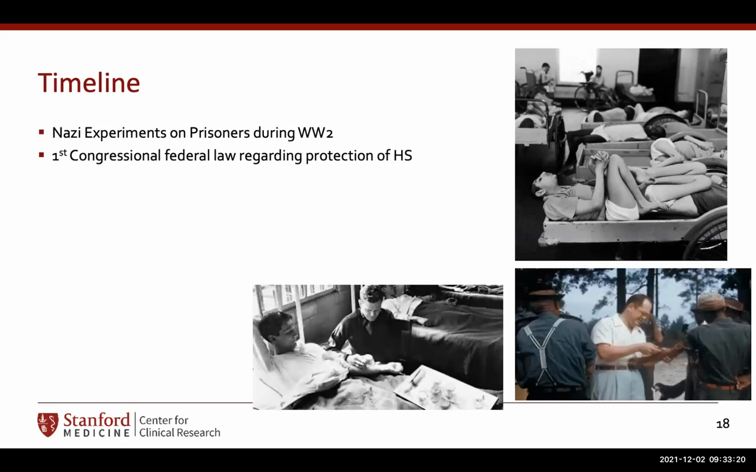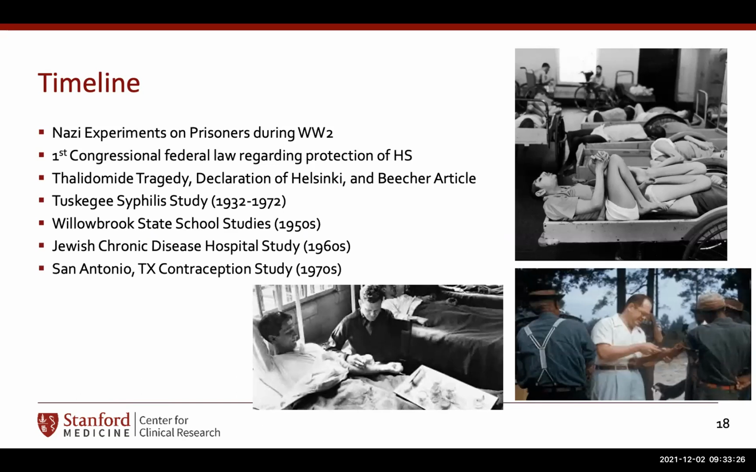So diving in a little bit more from the previous slide, we're going to talk more about these examples in the coming slides. I'll talk briefly about the Nazi experiments on prisoners during World War II, the first congressional federal law regarding protection of human subjects. These three examples that kind of turn the tide to better guide us in ethical principles and regulations were the thalidomide tragedy, the creation of the Declaration of Helsinki, and the Beecher article. And then we'll talk about Tuskegee, Willowbrook, Jewish Chronic Disease Hospital, and the San Antonio, Texas Contraception Study.